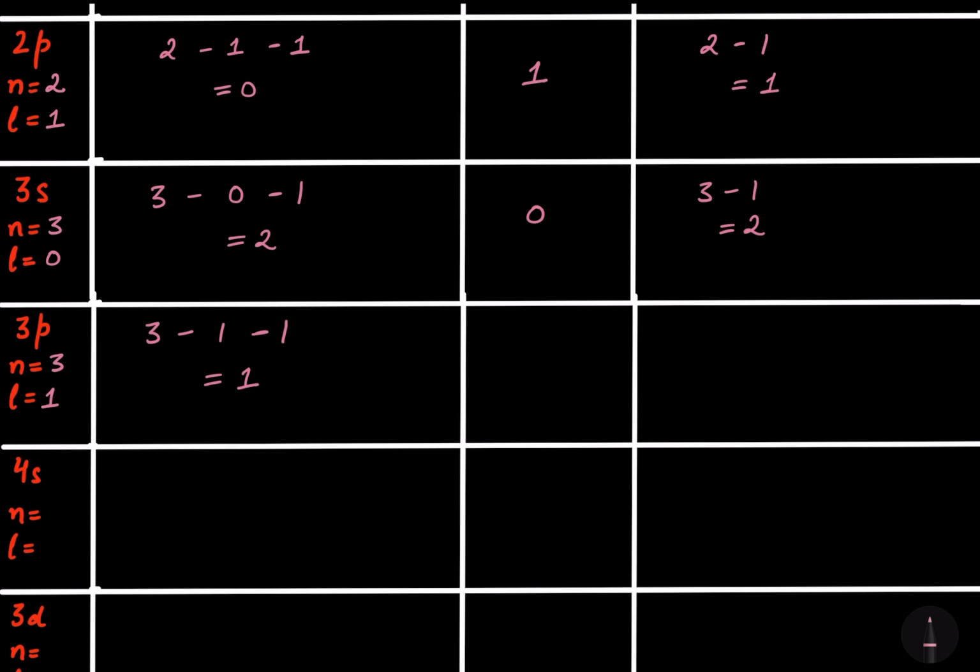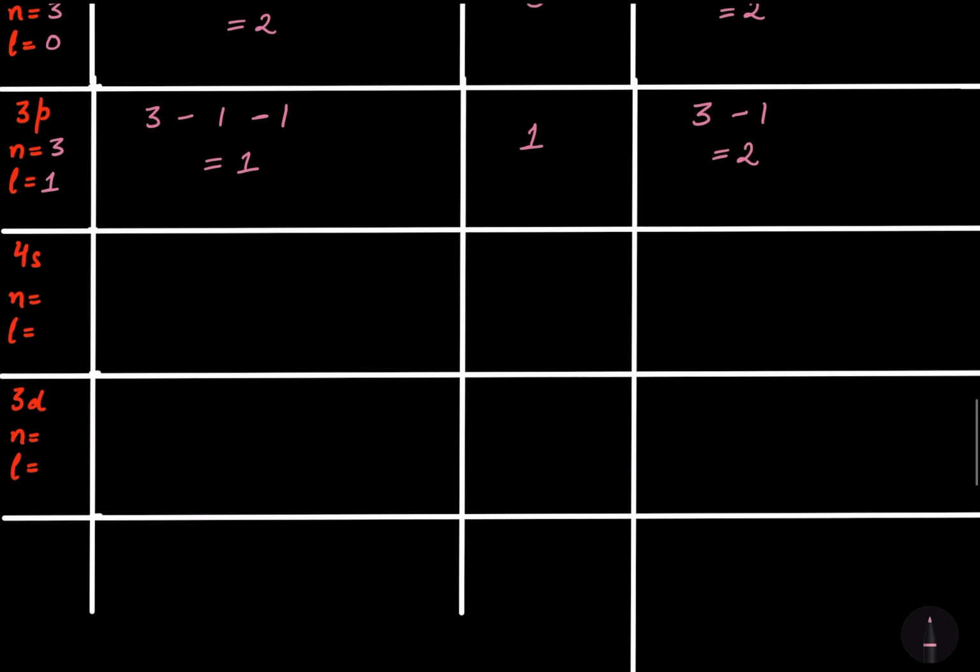Now let's talk about the angular nodes. Here angular node is equal to L. Here the value of L is 1, so we got the 1 angular node. So total number of nodes will be 2, the 1 radial and the 1 angular. So the formula is n minus 1 for total number of nodes, so it's 3 minus 1, it comes out to be 2. So we got 2 nodes for the 3p orbitals, the one radial and the other one angular. Now let's talk about the 4s.